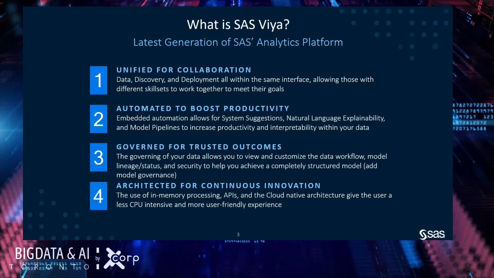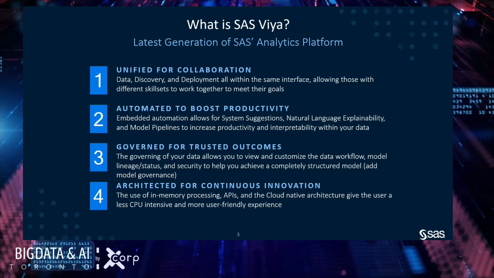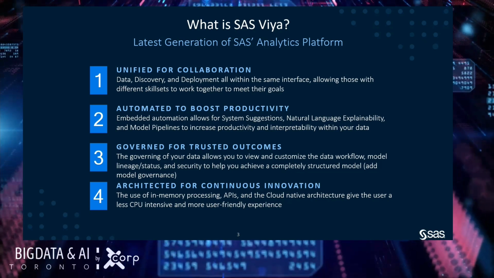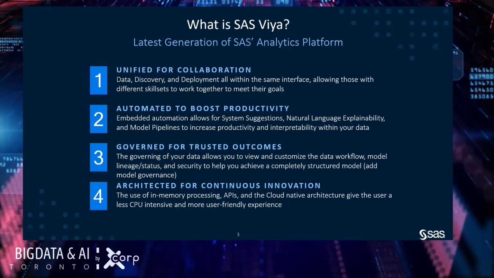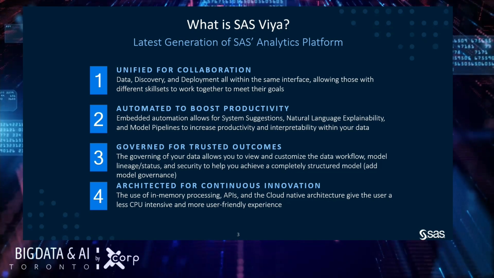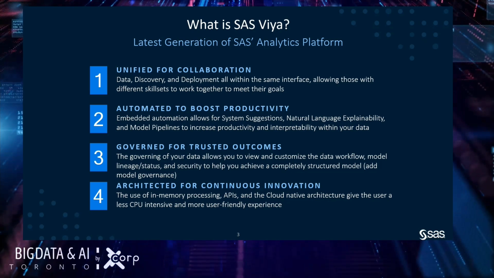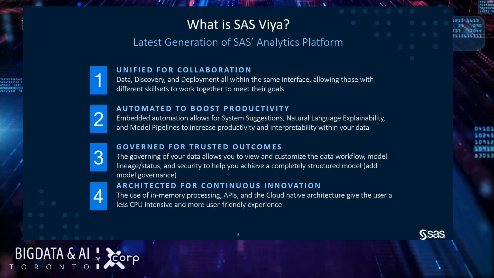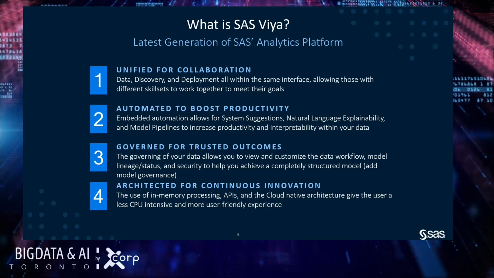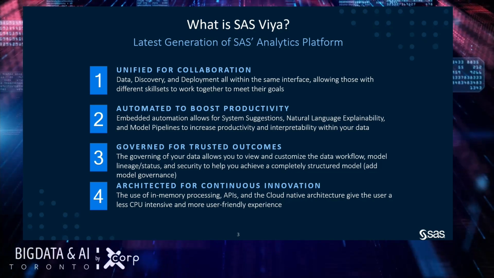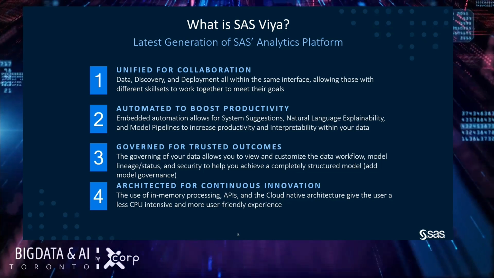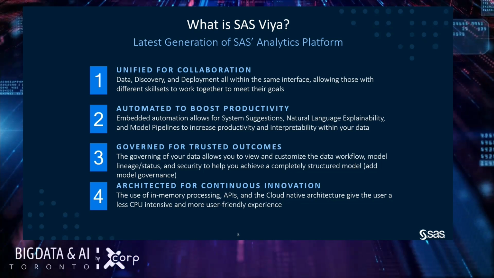Our third point is our governing abilities, which will allow you to control the data workflow and see the data's lineage and status, as well as our models' lineage and status. And it can be set up however your security requirements need to be met. Whatever security requirements they have, Viya can be set up to accommodate that. Lastly, its architecture combined with the cloud gives us an easier impact on our CPU, as well as how easy it is to utilize your data.